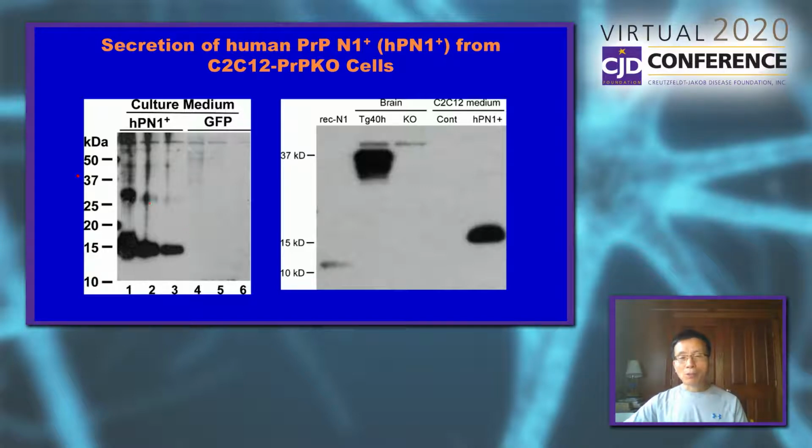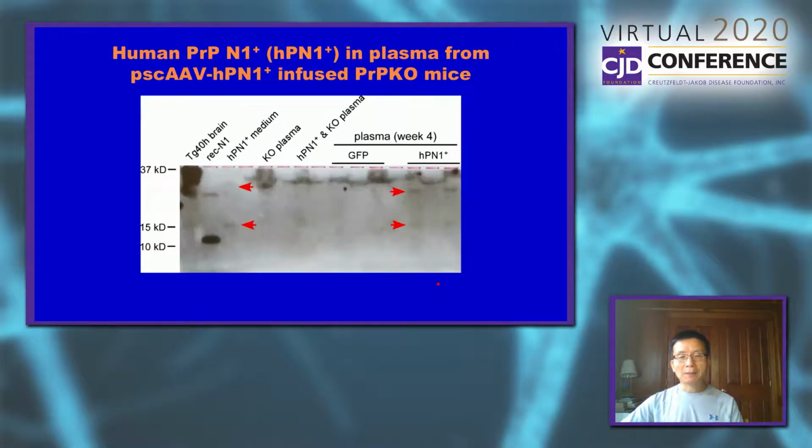So to address that problem, we designed a larger N1, which we call N1 plus, which we showed can be detected in a large amount in the culture medium if we introduce it into the muscle cell line. We repeated that later in many subsequent experiments.